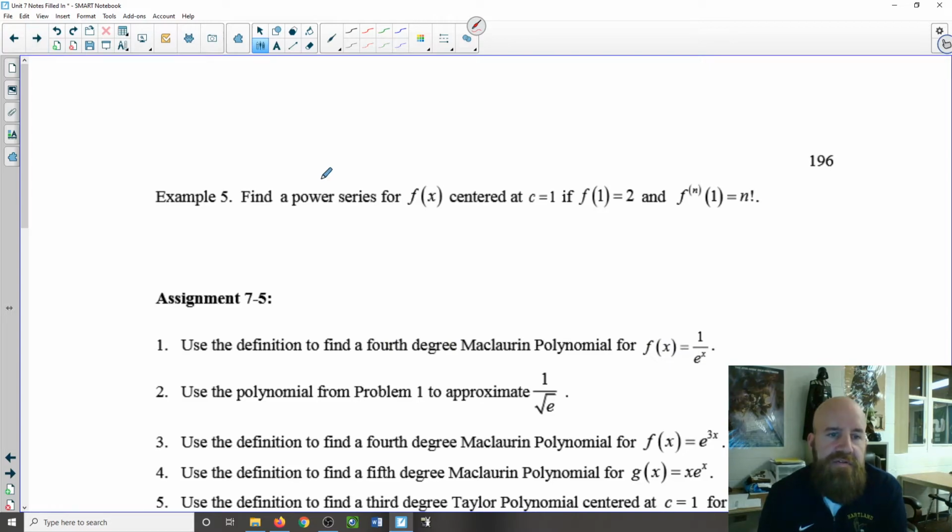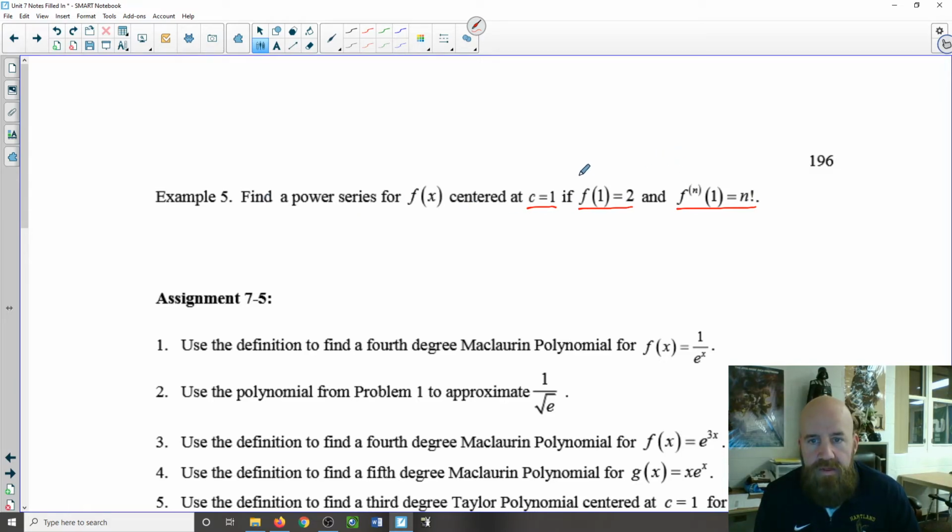Last example here. So example 5, finding a power series for f of x centered at 1. And they give us a couple pieces of information. So we have an initial value, f of 1 equals 2. And then they give us this nth derivative evaluated at 1 equals n factorial.